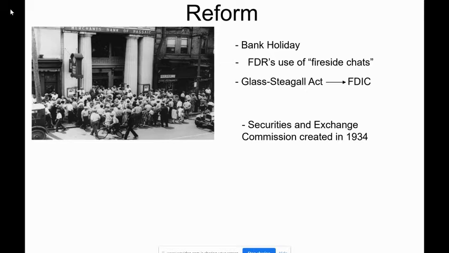But the fireside chats were very calming. The idea was he was sitting at the Oval Office, there was a fire crackling in the background, and he was just talking very calmly to the American people. And the American people liked the sound of his voice, very soothing, very calming. And he told them, "Hey, it's safer to put your money in the banks than it is underneath your mattress. Go put your money back in the banks. It's guaranteed by the federal government."